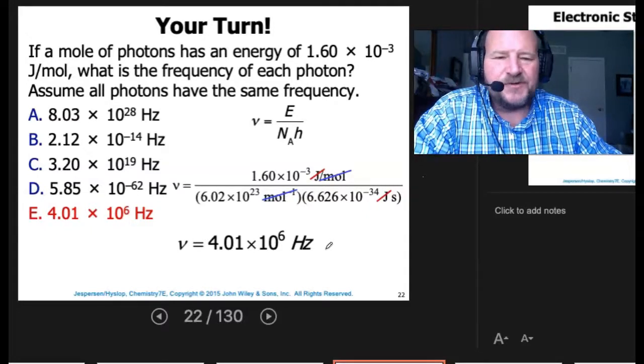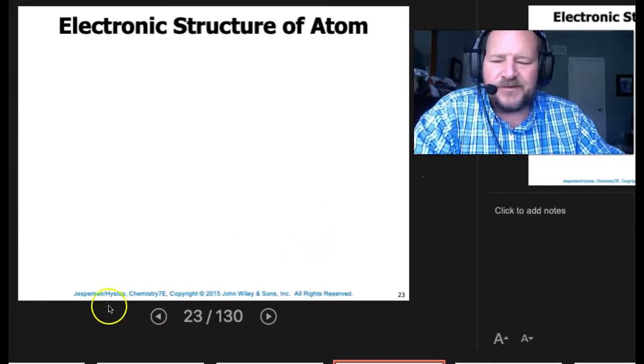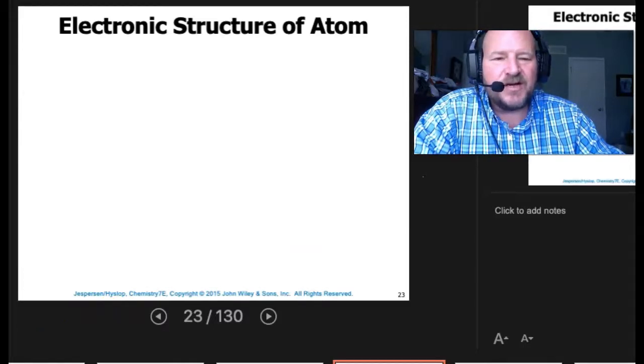All right, so we're about 22 minutes in, so we're going to call this a wrap for segment 1. In the next segment, we're going to turn our attention to the electronic structure of the atom. We're going to start walking our way through history still. So stay tuned for segment 2, electronic structure of the atom.